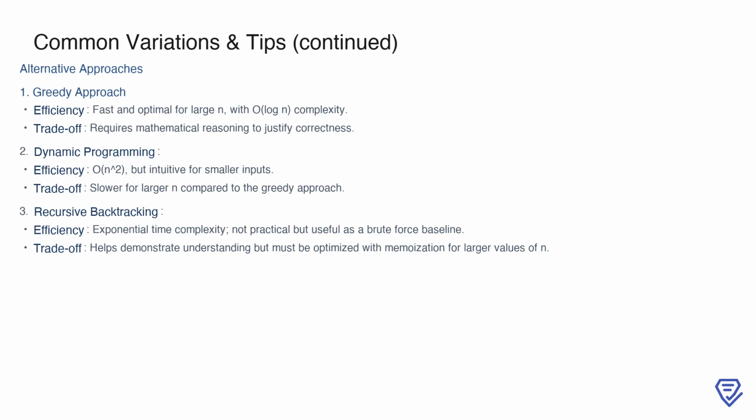For completeness, there's also recursive backtracking, which explores all possible splits. While its exponential time complexity makes it impractical for larger inputs, it can serve as a useful baseline or a starting point for understanding the problem. To make recursive backtracking viable, memoization can be added to reduce redundant computations. Each of these approaches has its strengths and weaknesses, and understanding when to apply them can help you tackle a variety of problems effectively.